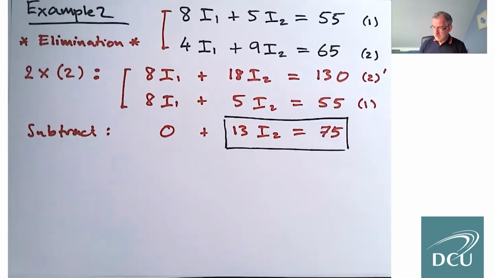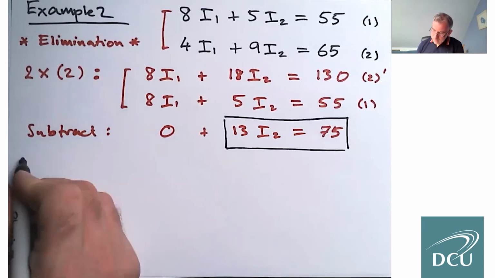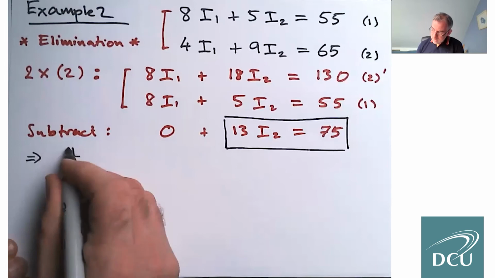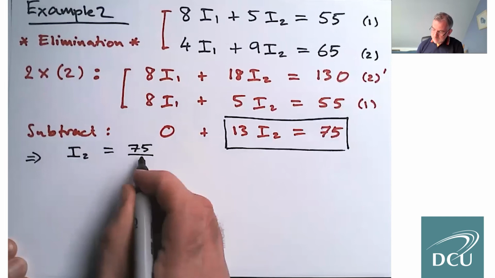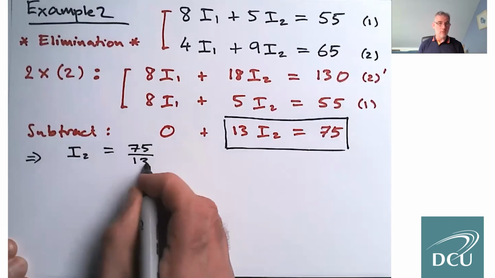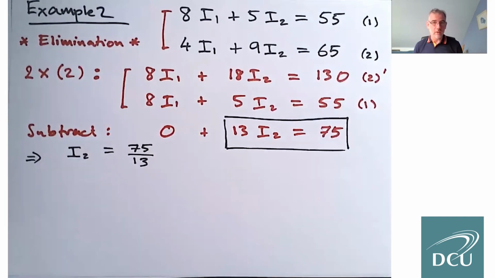Okay, so the 0 times I1 isn't going to play any further role. So I can write down then that I2 is 75 divided by 13. I might be tempted to put that into my calculator at this point, but I won't because I lose that accuracy. So fractions are perfectly nice, friendly numbers. We'll just leave it in the form of a fraction. Okay, now I need to get I1.